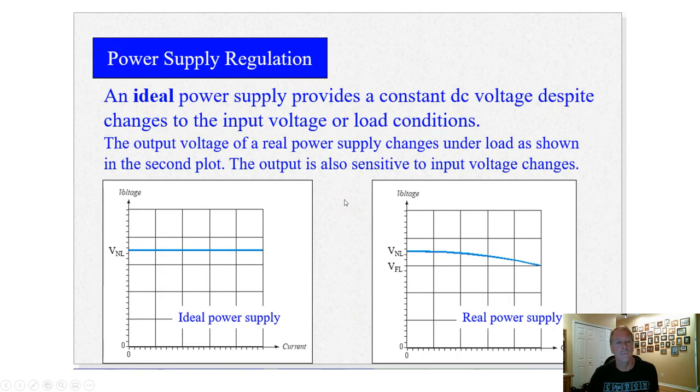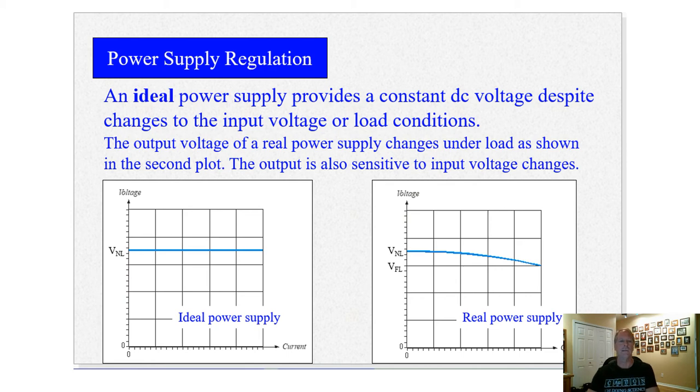An ideal power supply or voltage regulator would provide a constant output voltage under any load condition or any input voltage condition. For example, let's say you have a 5-volt output power supply. You could load that with 1 ohm, or you could load it with a million ohms, a mega ohm, and it wouldn't matter. It'd still be 5 volts output, ideally.